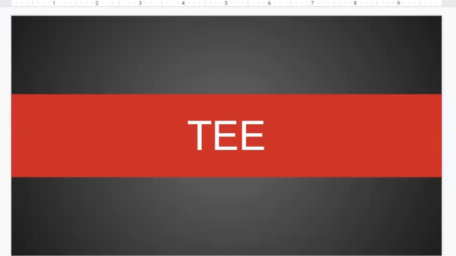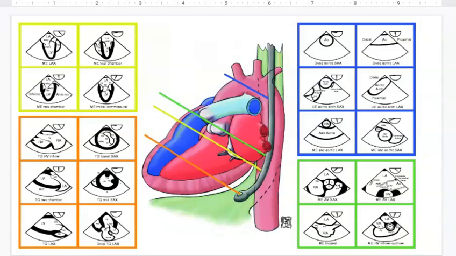Upon transesophageal echo, we'll go over some views and such. There's quite a few views that can be taken with the transesophageal probe. I don't expect you know all of them. We probably have on the test a few of the views, and those will be in the review slides that I hand out.